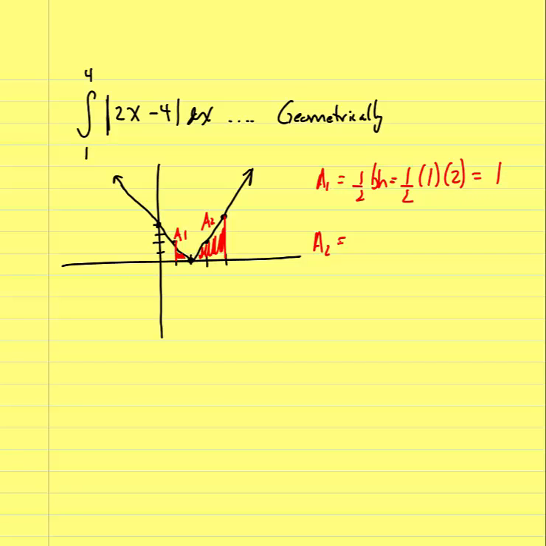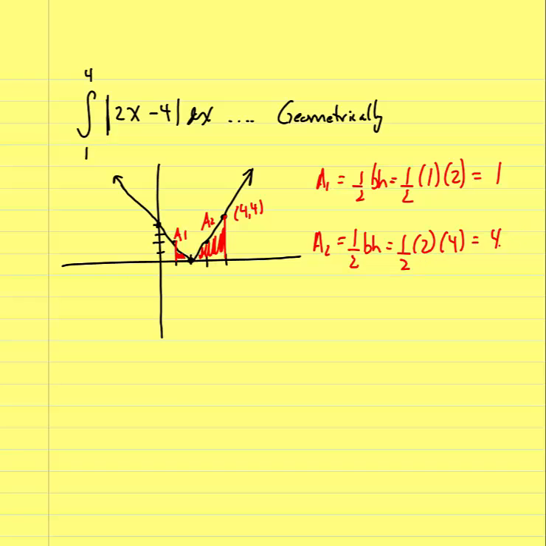The second region, the base is going to be 2, and the height, we need to come in over here, 1, 2, 3, 4. 2 times 4 is 8. 8 minus 4 is 4. So this is the ordered pair 4, 4. So again, 1, 2, 3, 4. 2 times 4 is 8. 8 minus 4 is 4. So I get 4 units here.